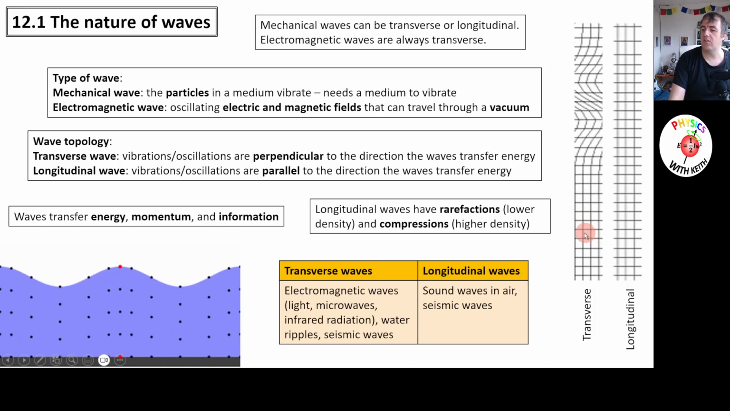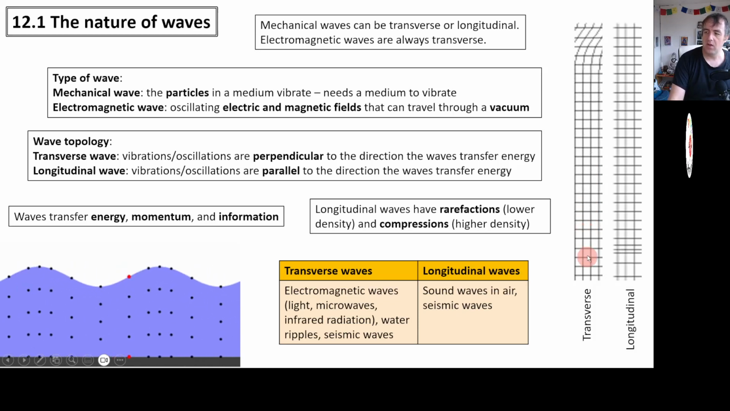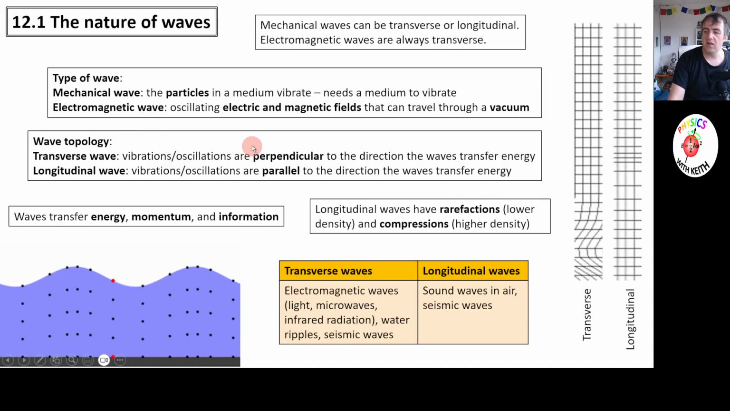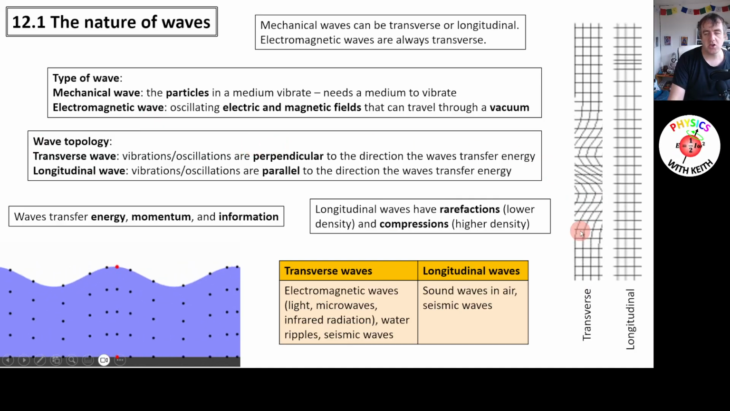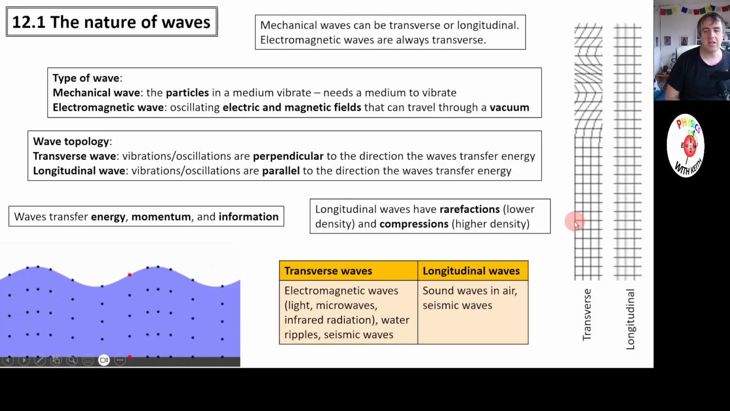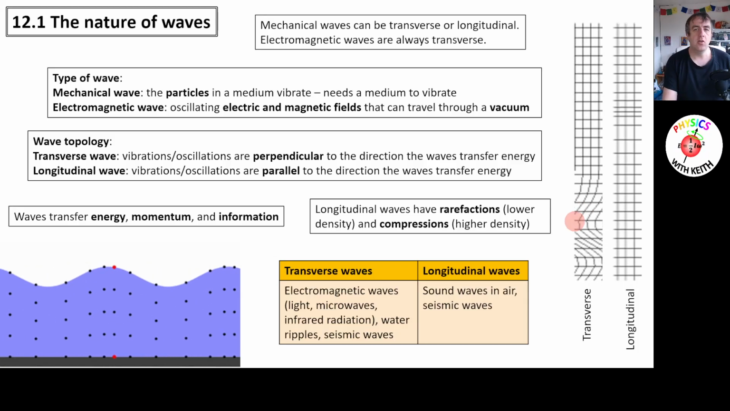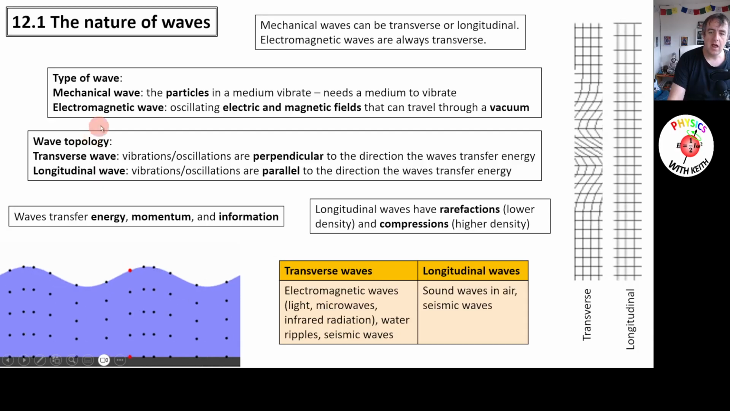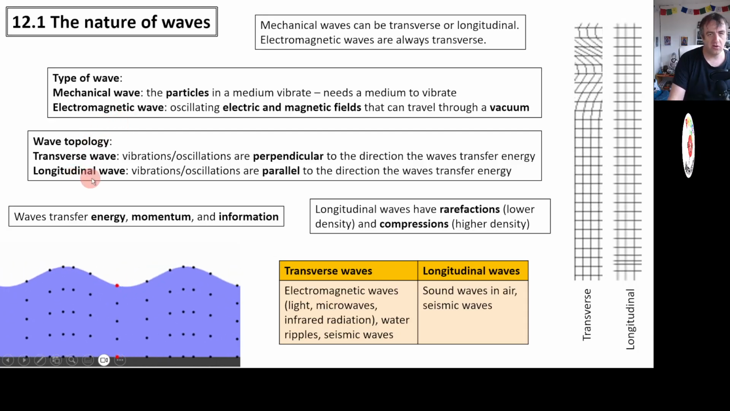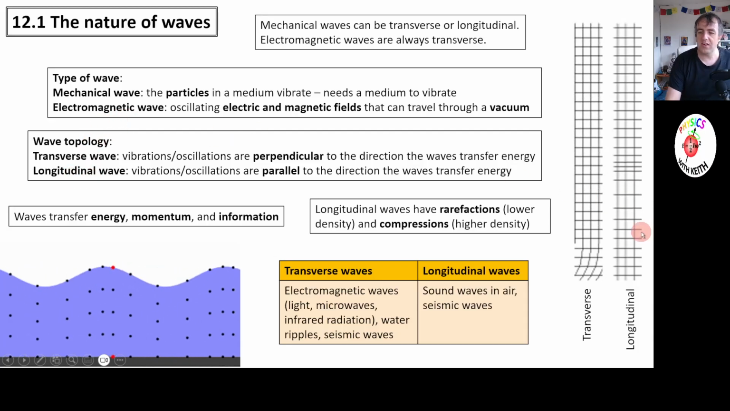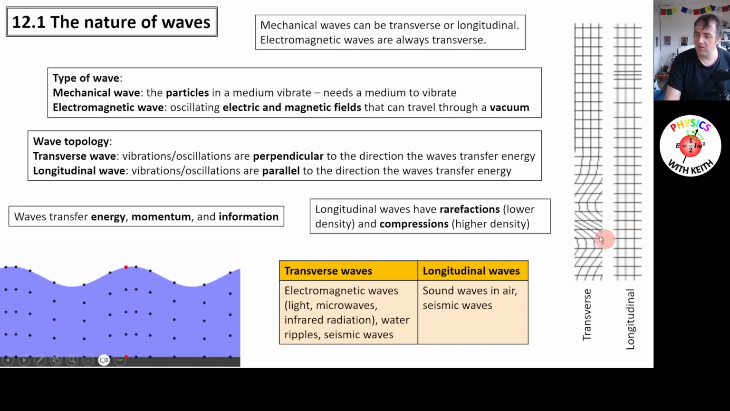The better way of describing these sorts of waves is to look at the direction of oscillation and think about it in terms of matter, in terms of mechanical waves. It makes it a little bit easier to see what's going on, not least because you can't have electromagnetic waves that are longitudinal. They just don't exist. So let's do all of this in terms of mechanical waves.